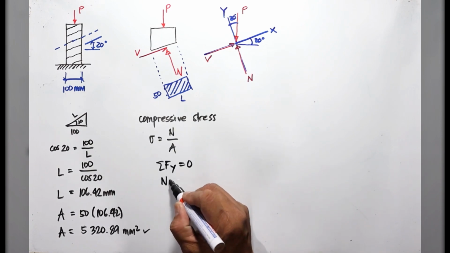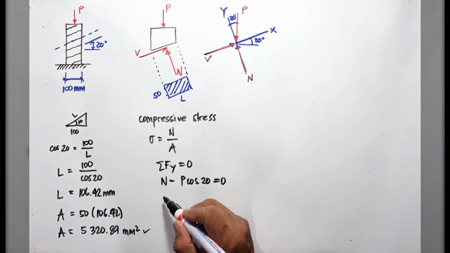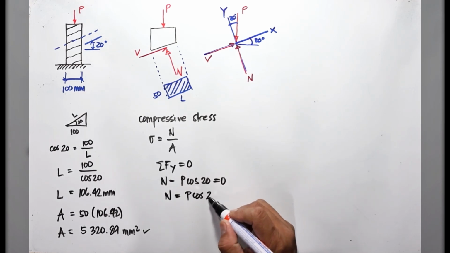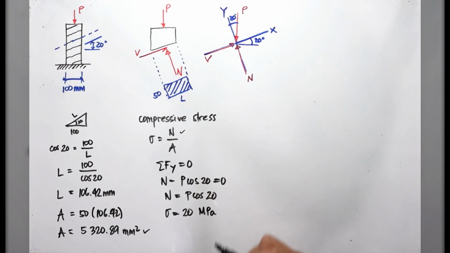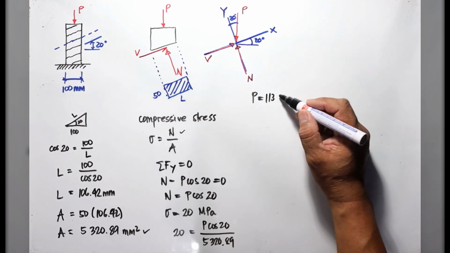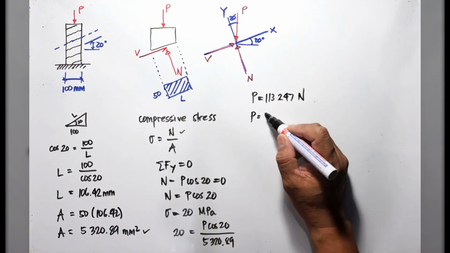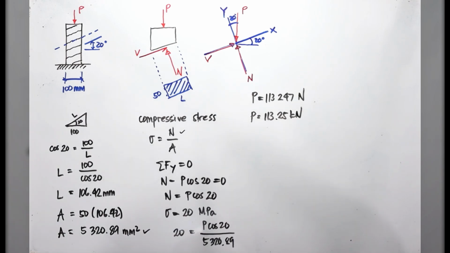We are going to sum up forces along Y equals 0. That means N minus the Y component of P, which is P cosine of 20, equals 0. That means our N is P cosine of 20. Then we substitute that here, and we are given the compressive stress to be 20 meganewton per square meter or 20 megapascal. 20 equals N, that's P cosine 20, divided by the area of 5,320.89. We'll get the value of P considering compressive stress equals 113,247 newtons, or that's 113.25 kilonewtons. That is considering the compressive stress.